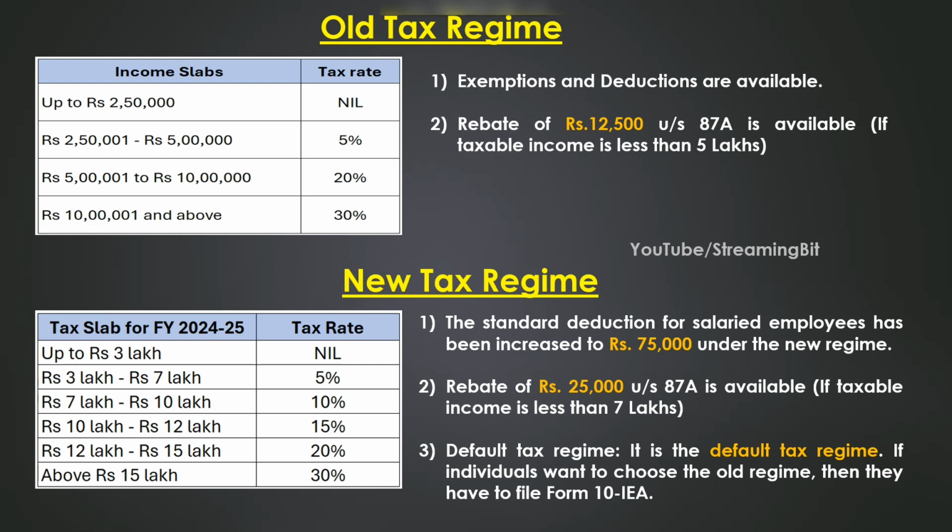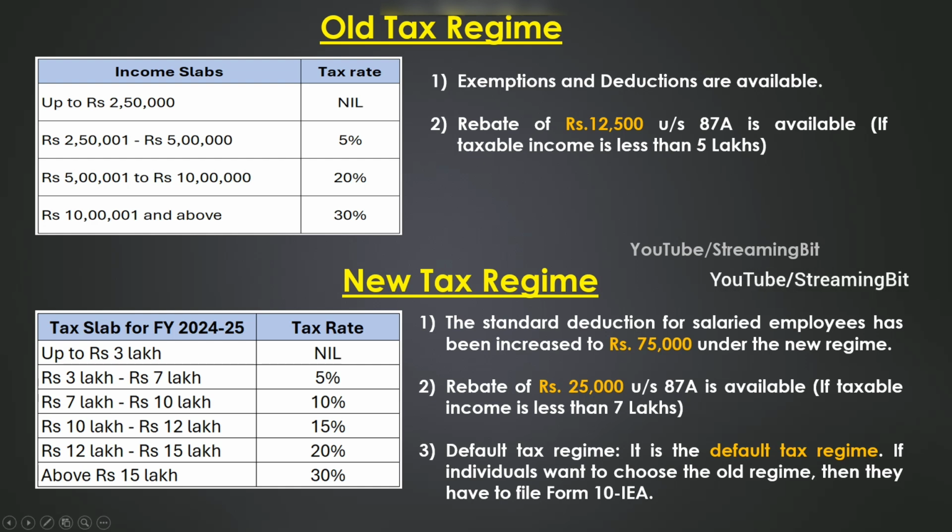The key features of the new tax regime are that there is a 75,000 standard deduction available, and also a rebate of 25,000 available if your taxable income is less than 7 lakhs. From this financial year, the government has declared that the new tax regime would be the default tax regime applicable for all individuals. And if you want to change it to the old tax regime, you need to do it while filing your ITR.